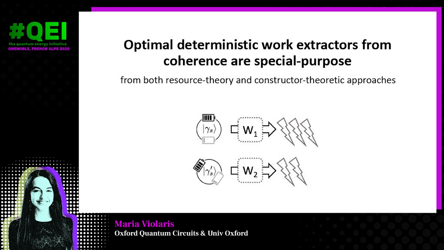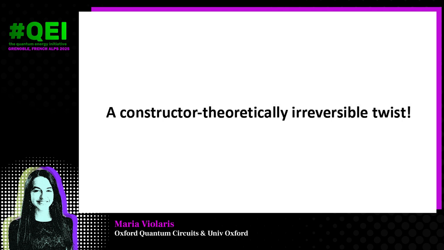So we have this conclusion that we have these special purpose machines derived in these different ways from the resource theory and constructor theory approaches. And now, as the final part, I want to talk about a kind of extra twist on these ideas with a further connection to some constructor theoretic results, which actually connects back to this irreversibility that I mentioned earlier.